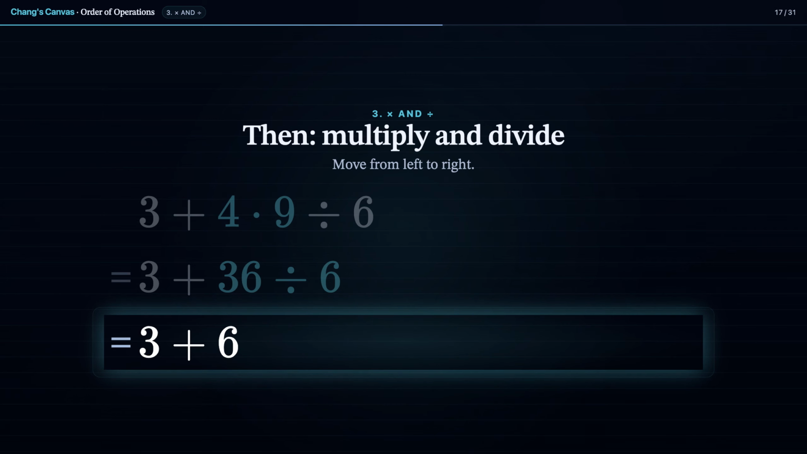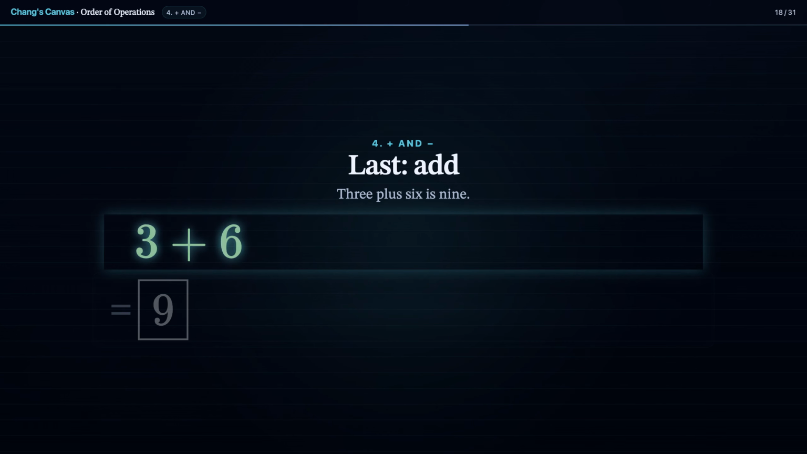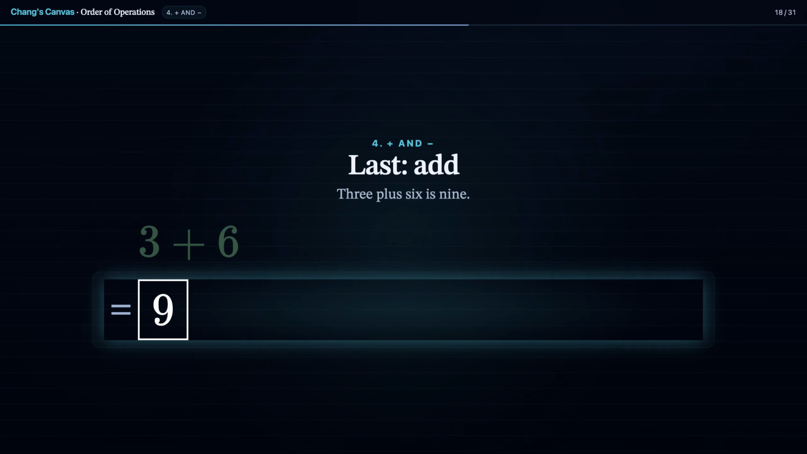Now only 3 plus 6 is left. The last step is easy. 3 plus 6 is 9. We finish the problem one small move after another.